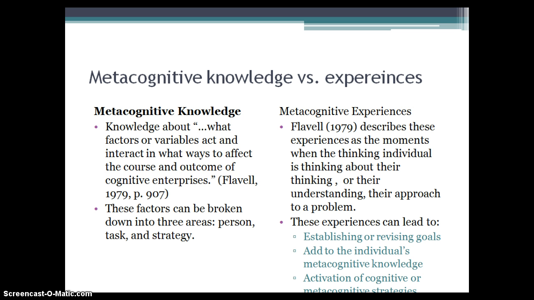Metacognitive knowledge is knowledge about what factors or variables act and interact in what ways to affect the course and outcomes of cognitive enterprises. These can be broken down into person, task, and strategy. So these are what your brain is actually processing, and the strategies that your brain is going to use. The metacognitive experiences are when the thinking individual is thinking about their thinking, or they're understanding their approach to a problem. And the metacognitive experiences are what create new metacognitive knowledge in a brain. So establishing or revising goals, adding to the individual's metacognitive knowledge, or activation of cognitive or metacognitive strategies.